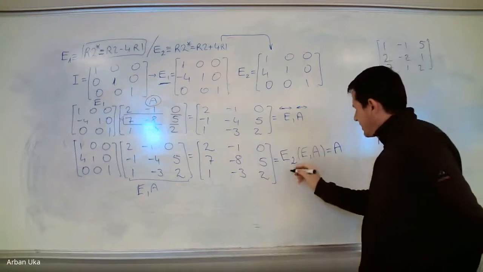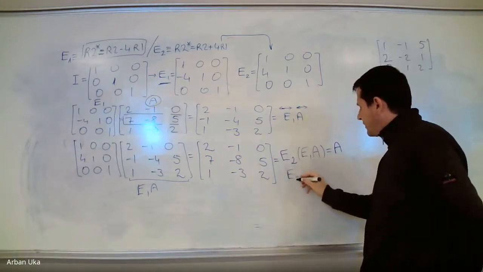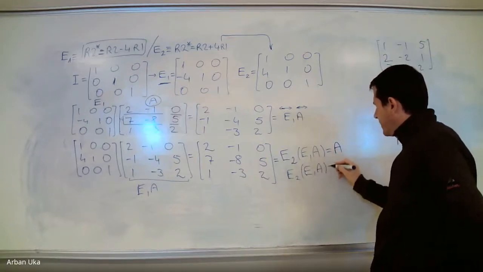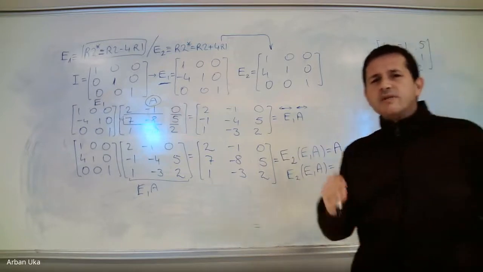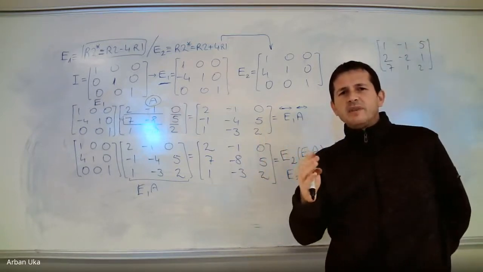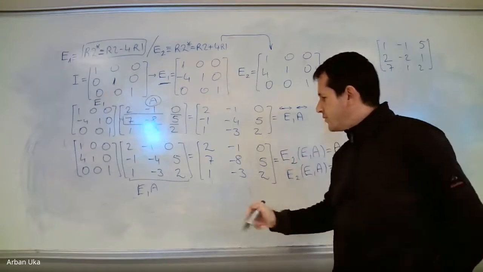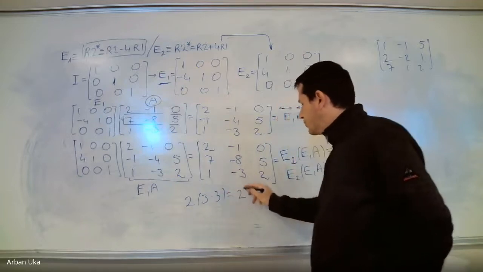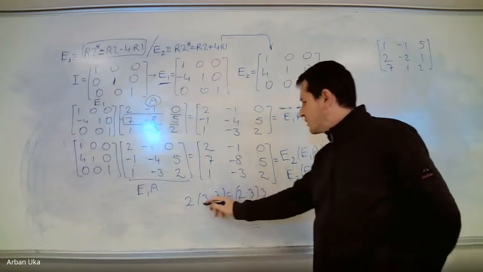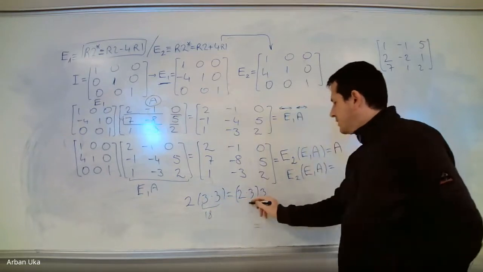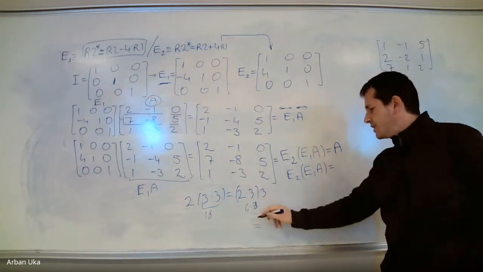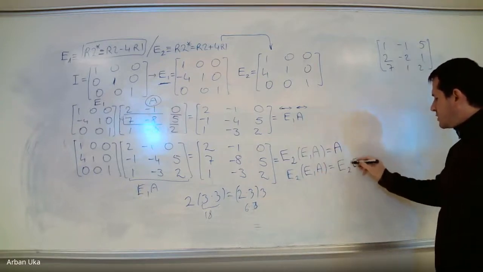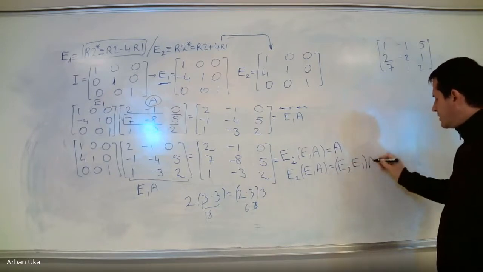We know that from here, we can say E2 times E1 times A. For matrix multiplication, once you have a series of matrices being multiplied, it does not matter which one you multiply first. So if you have 2 times 3 times 3, this is equal to 2 times 3 times 3. So you get 2 times 9, you get 18. 6 times 3 is another 18. So this means that this is E2 times E1. So we can also multiply these two together times matrix A.